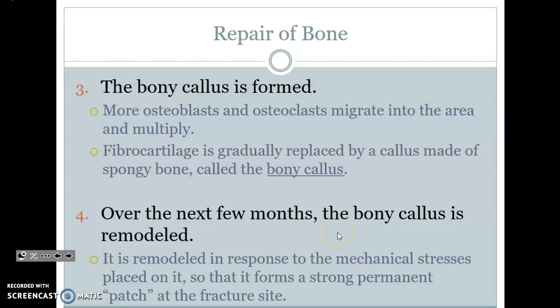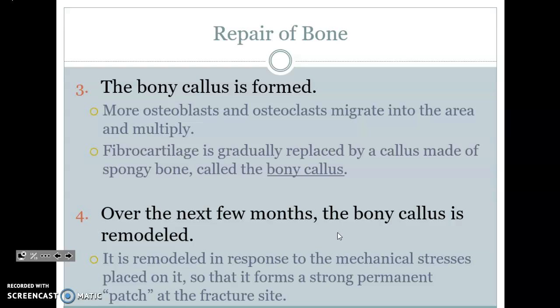And the bony callus is formed, and this is really like the scab that would build up on your skin. You got osteoblasts and osteoclasts coming to the area. Remember, osteoblasts are building, osteoclasts are breaking down. So basically, the osteoclasts are taking away old, bad bone particles, and osteoblasts are building up new, healthy ones. The fibrocartilage is continuing to build that bony callus, so you get a hard substance.